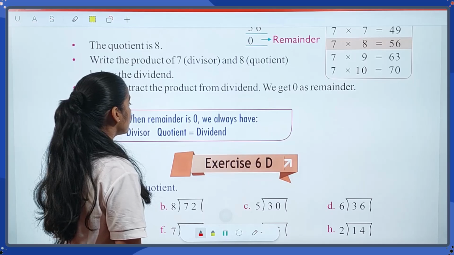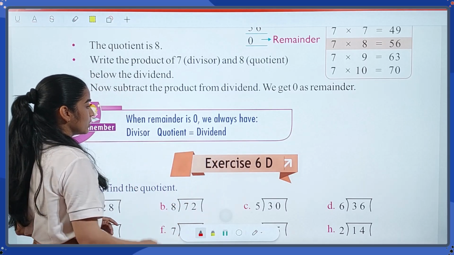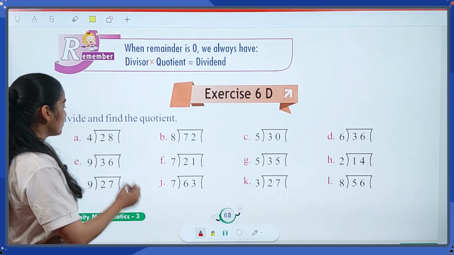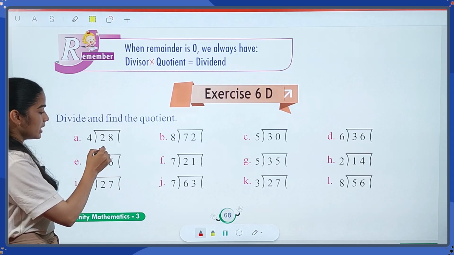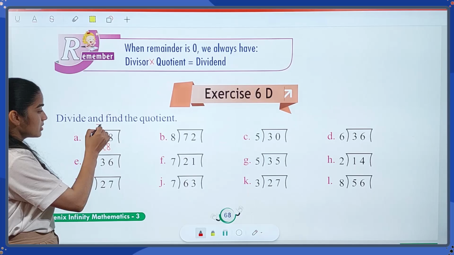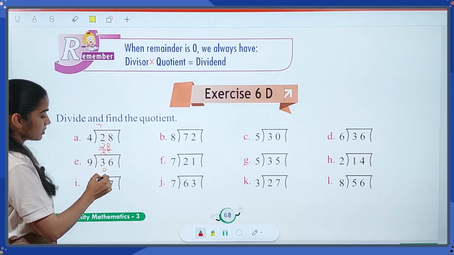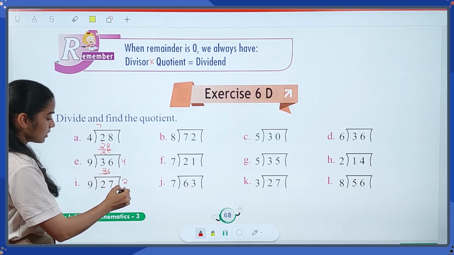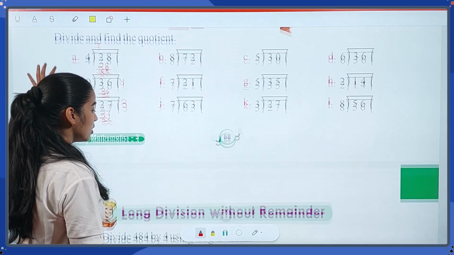When the remainder is 0, we always have divisor multiplied by quotient equal to dividend. Now, we have to check at what place we get 28 in the 4th table. So, 28 we get at the 7th place. 36 we got at the 9th place. 27 we got at the place of 3. In the same way you have to solve the rest of the questions you have.